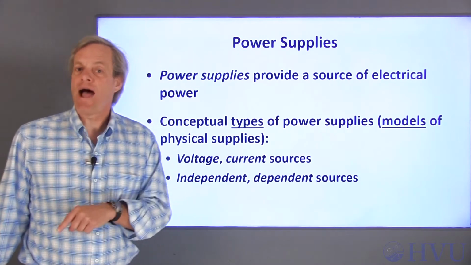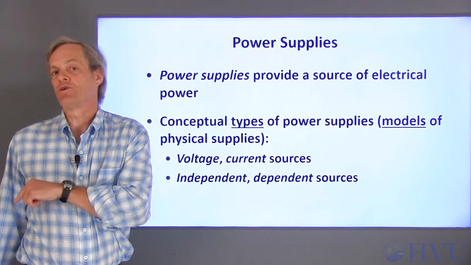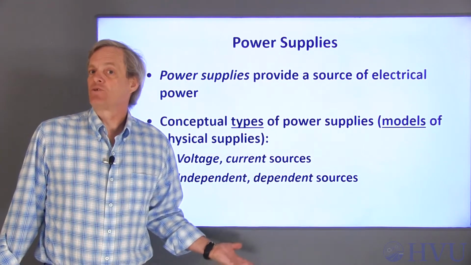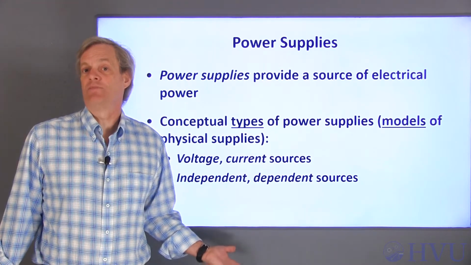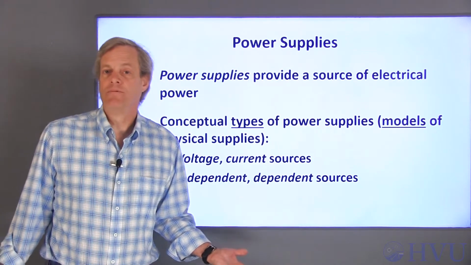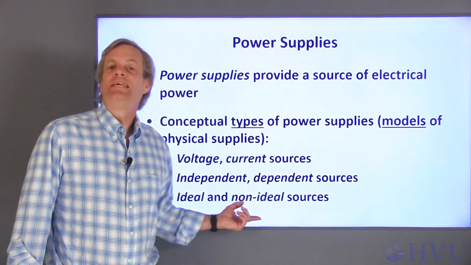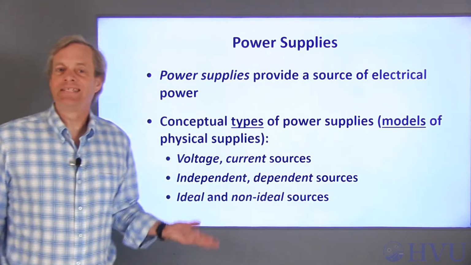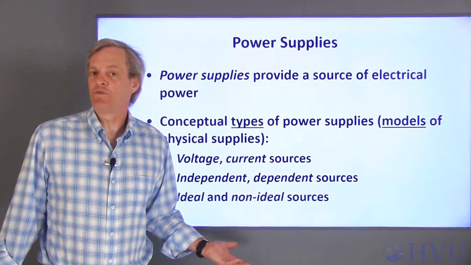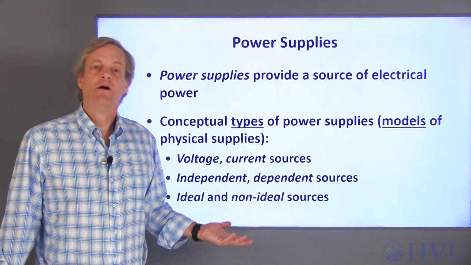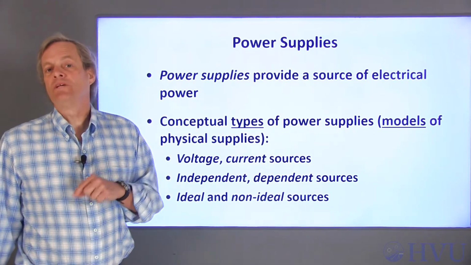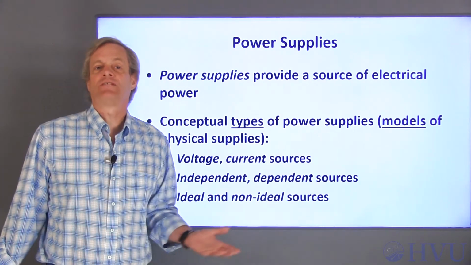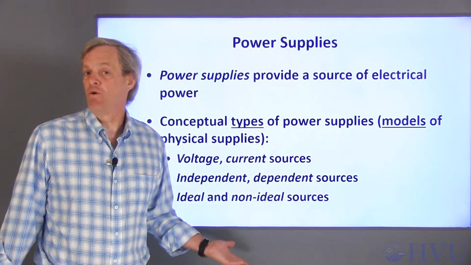Dependent sources provide power that's controlled by a voltage or current elsewhere in the circuit they're powering. On the other hand, independent sources are not directly controlled by the voltage or current elsewhere in the circuit. Finally, sources can be either ideal or non-ideal. Ideal sources don't exist in reality, but they can be a useful approximation in many cases. For the rest of this video, I'll talk only about ideal, independent voltage and current sources. These are the simplest power supply models, but are useful in a wide number of cases.